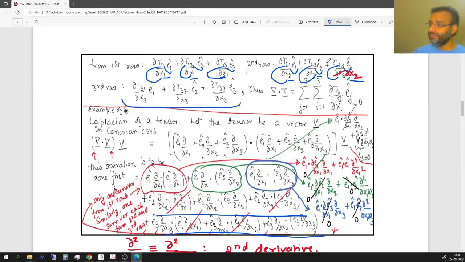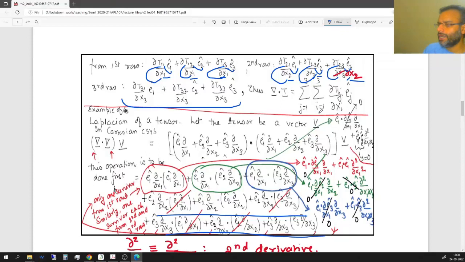And once you have these 9 surviving terms in front of you, then you can recognize the pattern in which indices are changing, and you should be able to write del dot t in more compact form using the sigma notation as del t i j del x i e j, summation going over i and j.